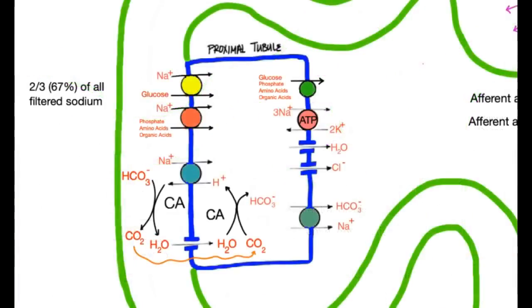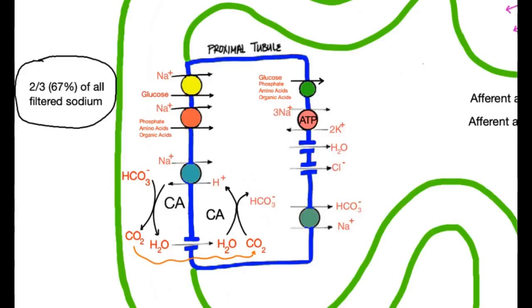Okay, the first segment is the proximal convoluted tubule, and this is a really important segment because it does lots of tubular reabsorption, and there's lots of tubular transport occurring here. This is a good number to remember: two thirds of all the filtered sodium, so 67% of the filtered sodium, is going to be reabsorbed in this segment.